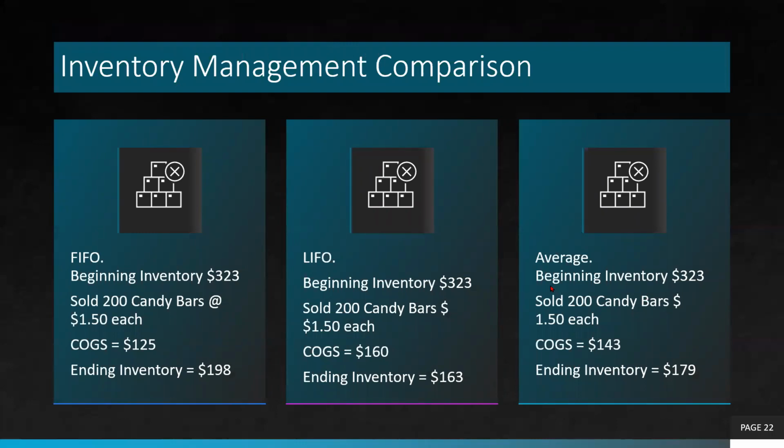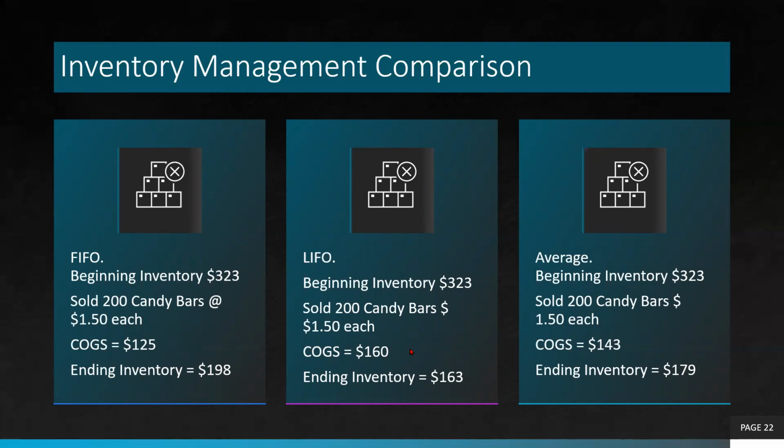So let's just look at a quick comparison of using the different inventory methodologies. In FIFO, LIFO, and the average, our beginning inventory in every scenario was $323. Under FIFO, I sold 200 candy bars at $1.50 each, and my cost of goods sold was $125, and my ending inventory was $198.